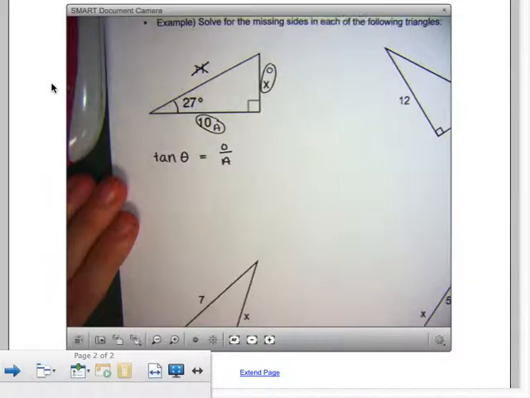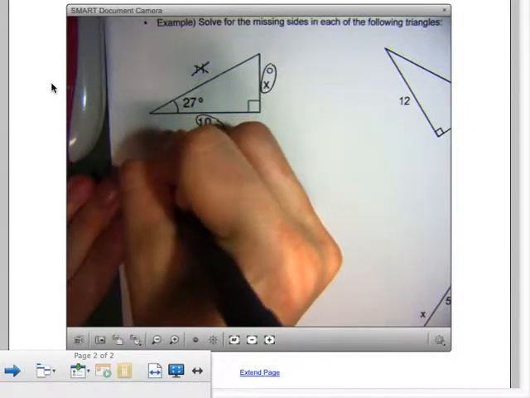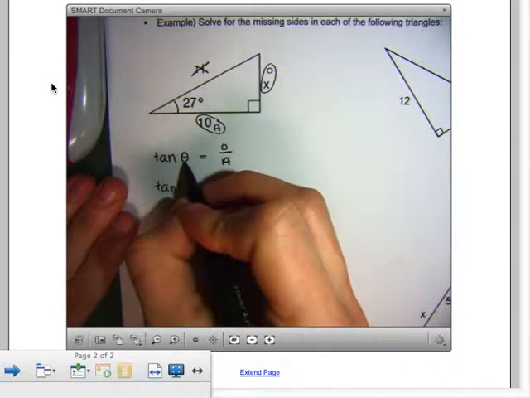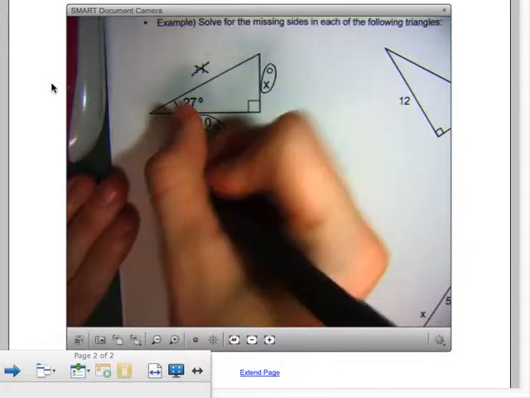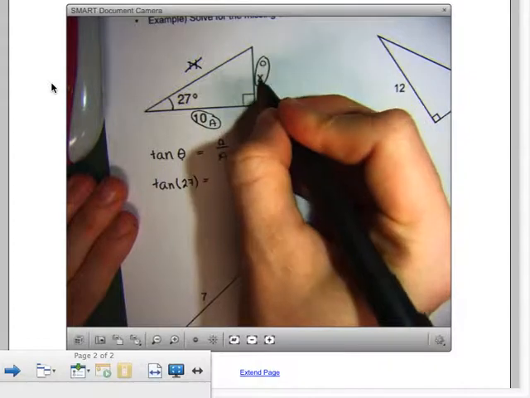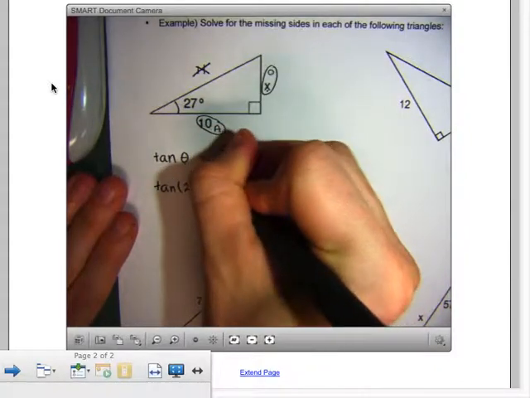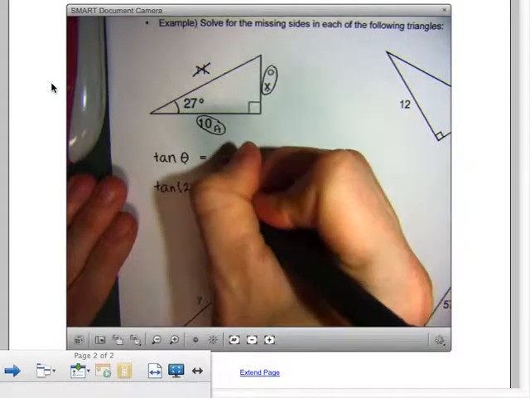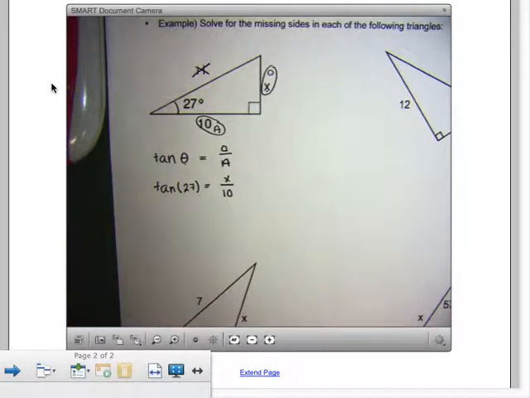Okay, so now let's fill in what we know. So we have tangent. Theta is the angle. So we know our angle is 27. O is equal to x. A is equal to 10. So tangent of 27 is equal to x over 10.